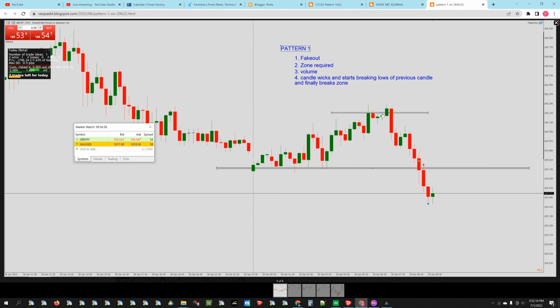First of all, we require a fake out. At this spot we have the fake out zone required. The second thing was this zone. The third thing was volume. There was volume present, as we are witnessing big body candles. And the fourth thing is candle wicks up first and then started breaking the lows. We executed right when the candle started breaking lows and captured some pips. The same thing appeared in GBP/JPY but in the opposite direction.